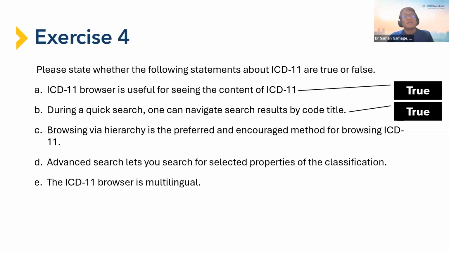Browsing via hierarchy is the preferred and encouraged method for browsing ICD-11. We cannot say it is the preferred method. It is a method, but that depends on why you use the browser. So if you want to quickly search something, browsing via hierarchy is not the option. And if you want to search for different characteristics of something, then browsing via hierarchy is not the option. Then you will go for an advanced search. So it is not the preferred. So I would say it is false.